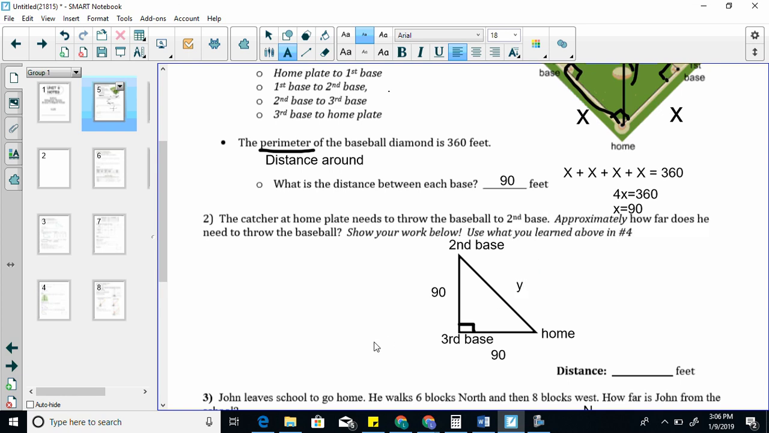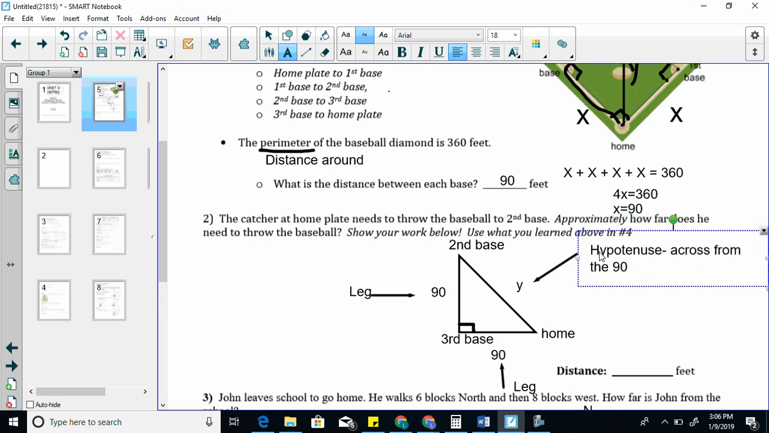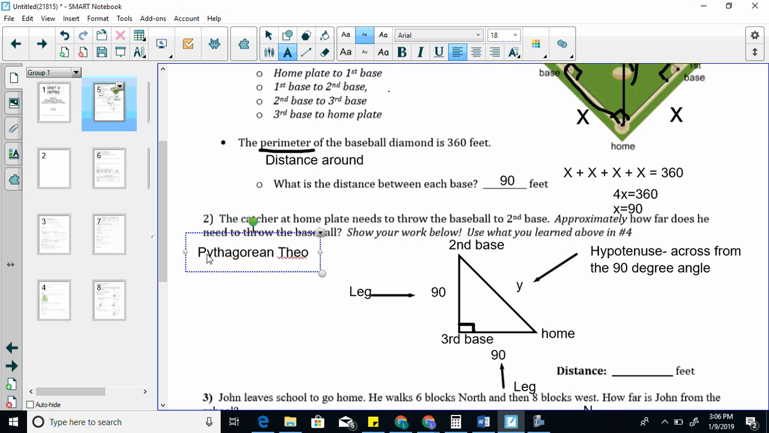Now if you remember from yesterday, this is called the leg, and this is called the hypotenuse. It's important you know that. This is the leg, this is the leg, and this is the hypotenuse. Why is this the hypotenuse? Because it's across from the 90-degree angle. So I'm looking for the hypotenuse. Why is that important? Because in Pythagorean theorem, you need to know what you're looking for.